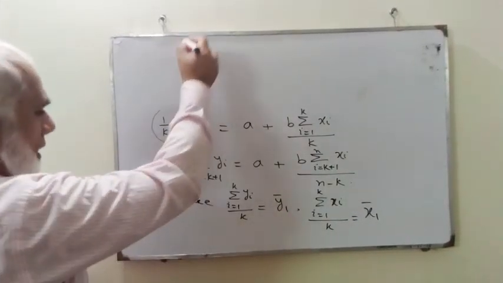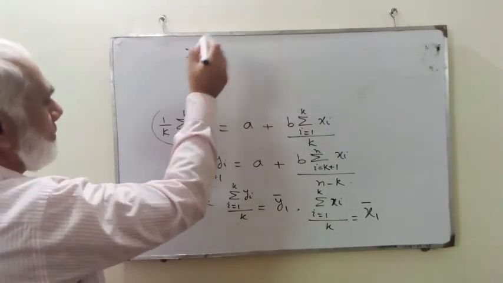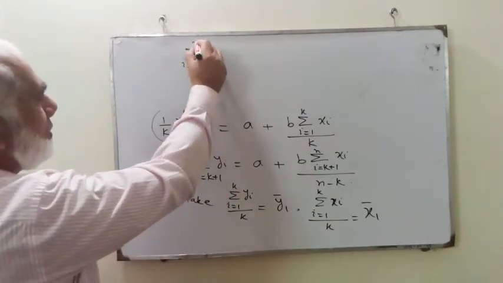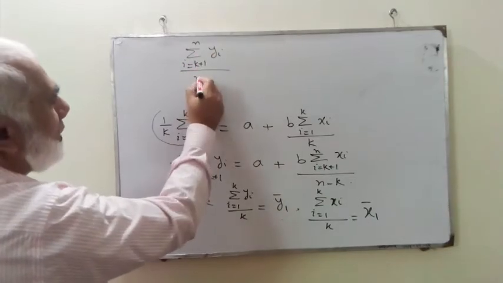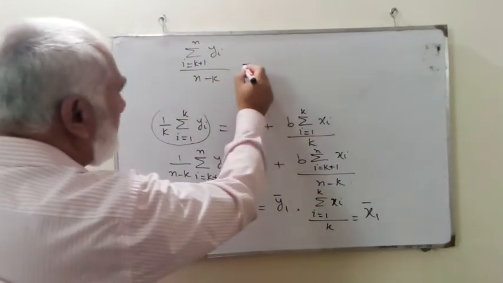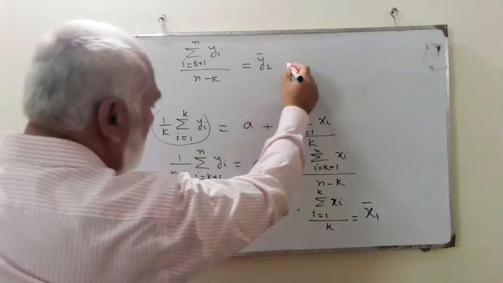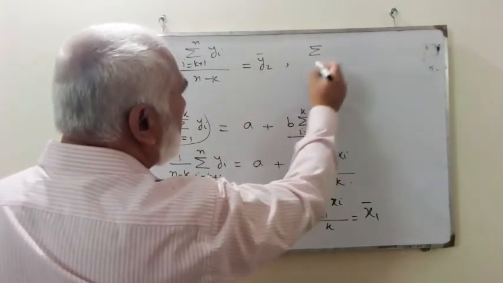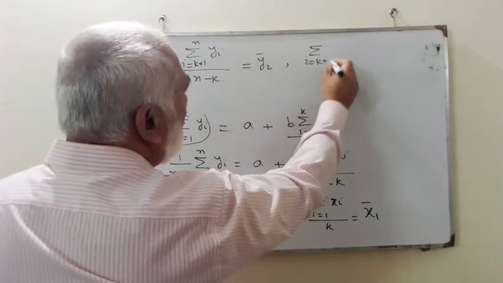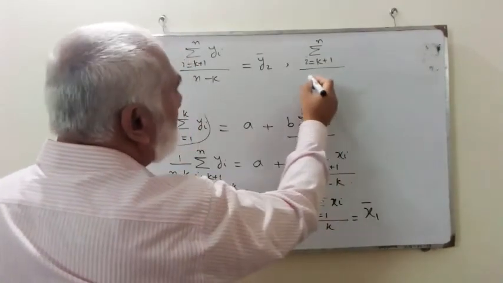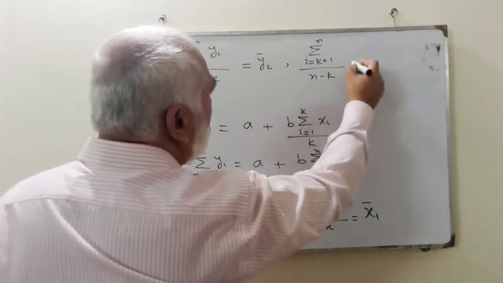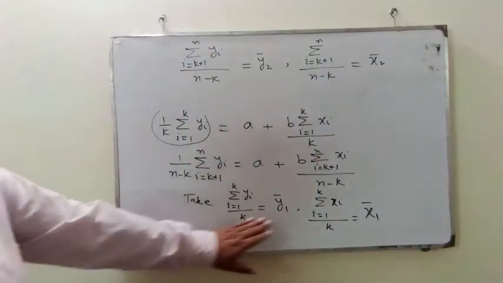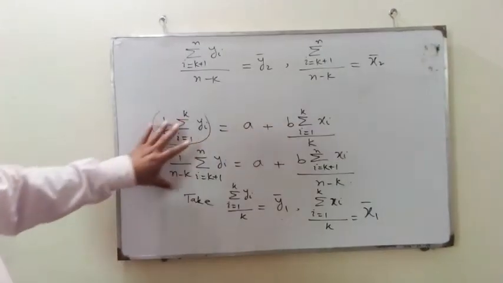So here we are taking sigma i varies from k plus 1 to n whole divided by n minus k, and this is equal to, say, y2 bar, and from this part we get sigma i equals k plus 1 to n whole divided by n minus k, say this is equal to x2 bar. So these are the 4 substitutions we are going to introduce in these 2 equations.